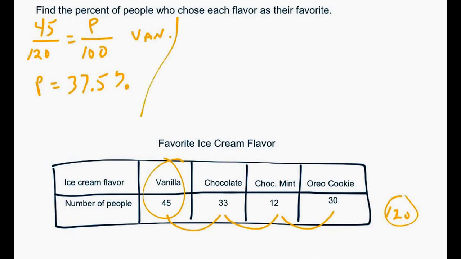Let's do chocolate now. Once again, make a proportion. This will be chocolate, and we're looking for P over 100. And we had 33 people out of 120.